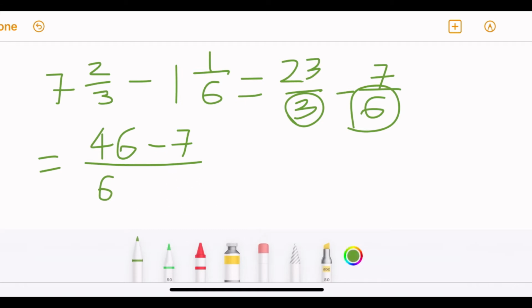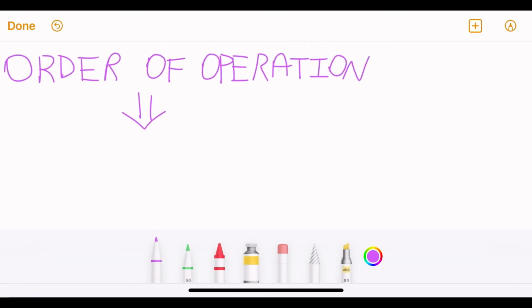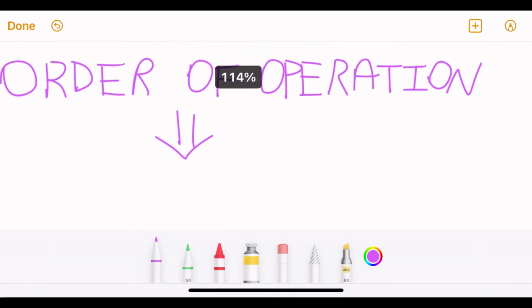Like this. Then we will get 39 over 6. And if we were to put our answer as a mixed number, it would be 6 and 3 over 6. And we have to simplify this 3 over 6. And we'll get 6 and 1 over 2. And that's done. Now here comes the order of operation.